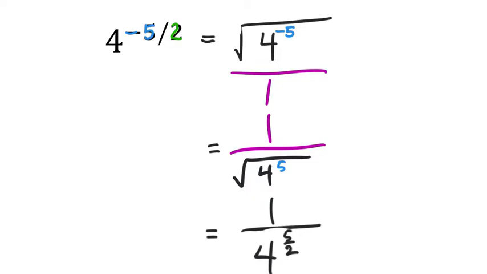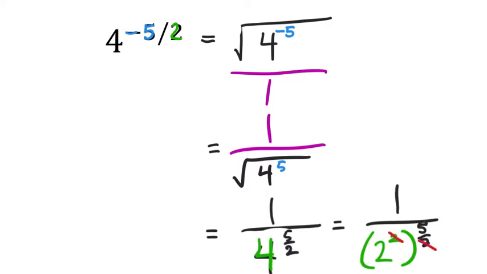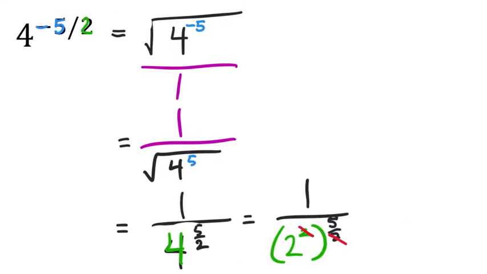Here's what I'd like to do: change my base so that it's something that works with the power of 2. Why am I doing that? Because it should simplify much easier that way. The 4 right there, I'm going to make it 2 to the power of 2. Why? Because I've got 5 halves as another power there. So the 2's become a phantom 1, and then you get 1 over 2 to the power of 5, which I can solve.